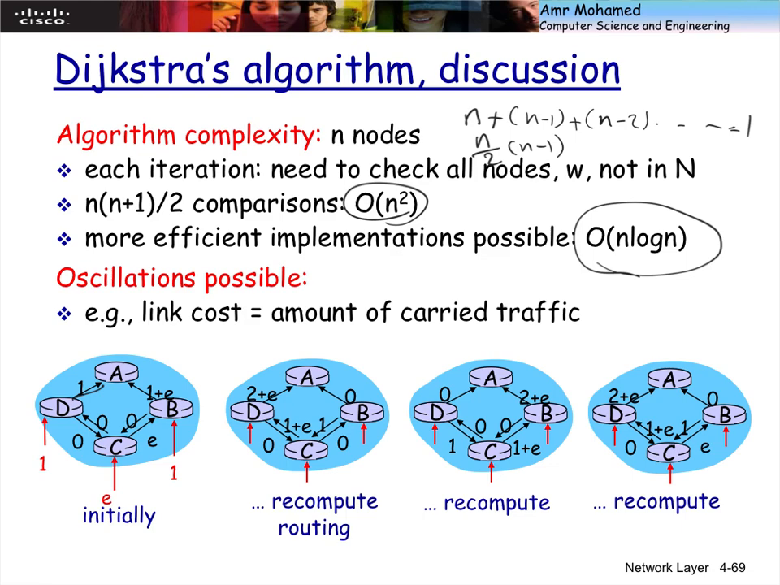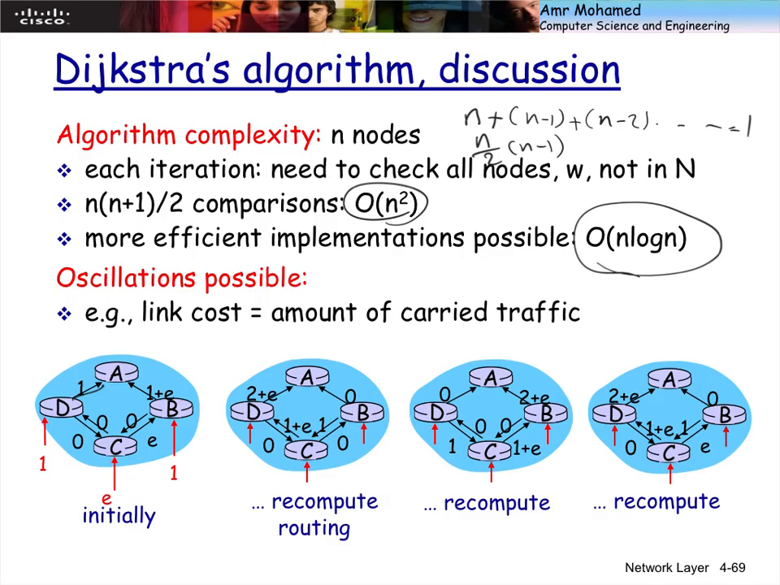But the fixed matrix based on the theoretical bandwidth will never cause packet oscillation. It may cause some traffic jam in real time, okay, but it will never cause packet oscillation.